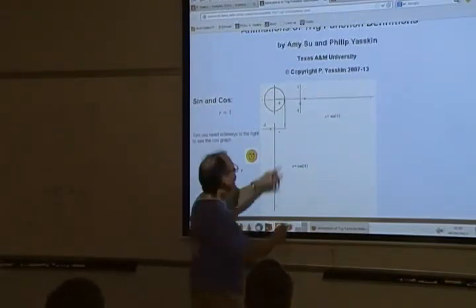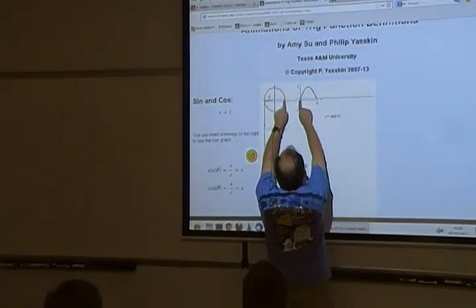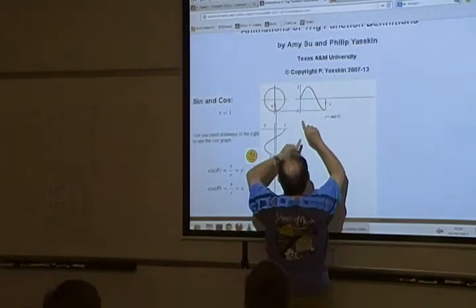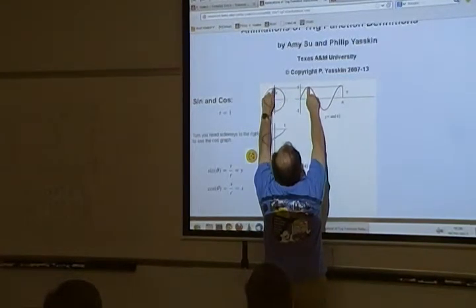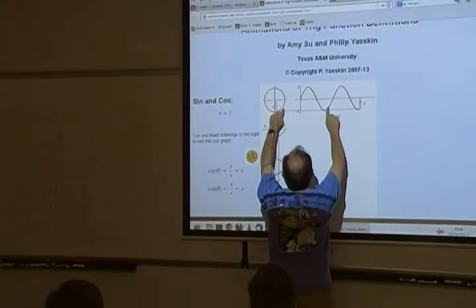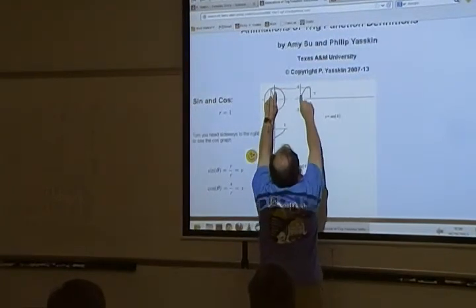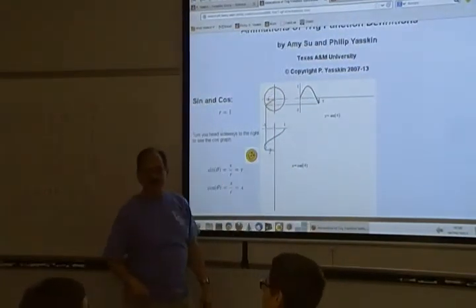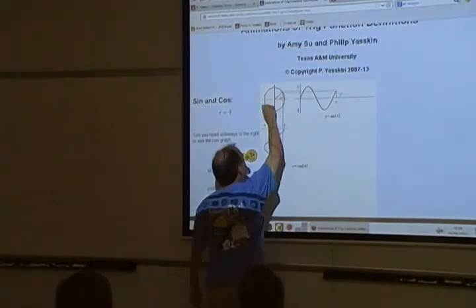And so now, watch this one. We're watching the y coordinate. When the angle was 0, the height was 0. The angle is getting bigger, the height gets to 1, comes back down to 0, goes down to -1, goes up to 0, and starts over. Okay? And so, as you go around, you watch the y coordinate.